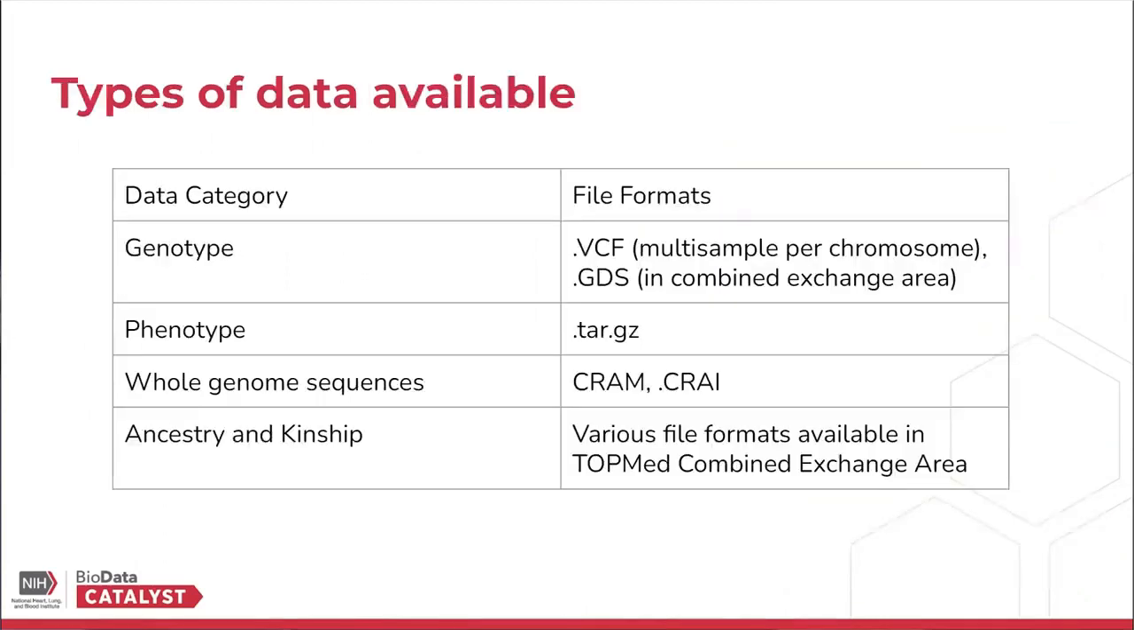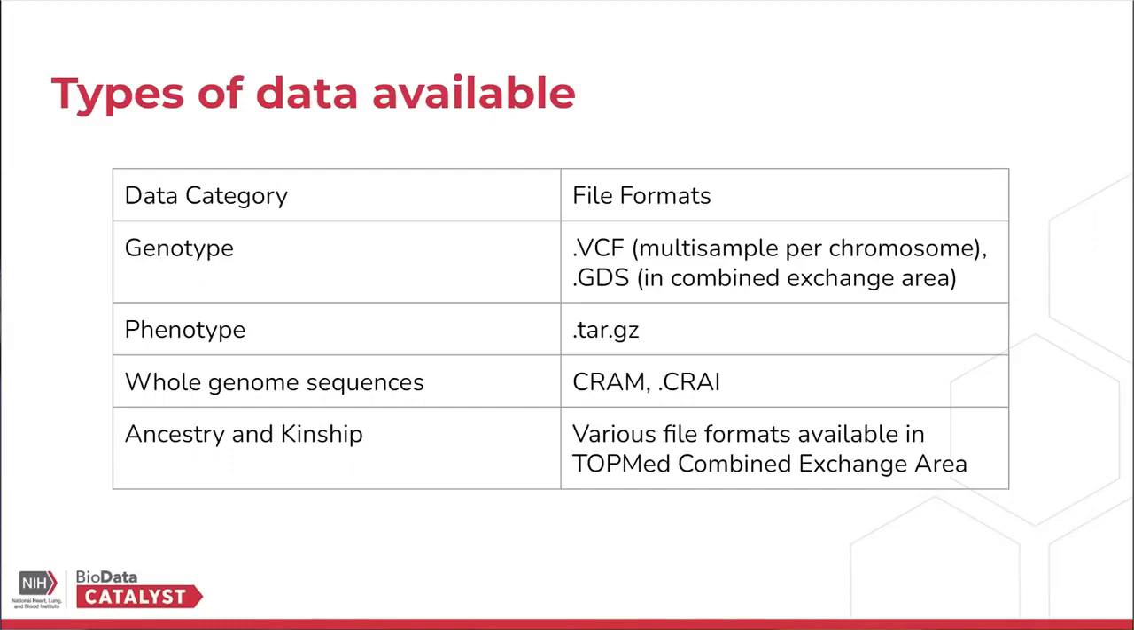Let's talk about the different types of data that are available to you. Some of these categories include genotype, phenotype, whole genome sequences, as well as ancestry and kinship information. Popular formats for genotypes include VCF. These are generally multi-sample per chromosome files that are also broken down into consent groups. Genotypes in GDS format can also be found in combined exchange areas.